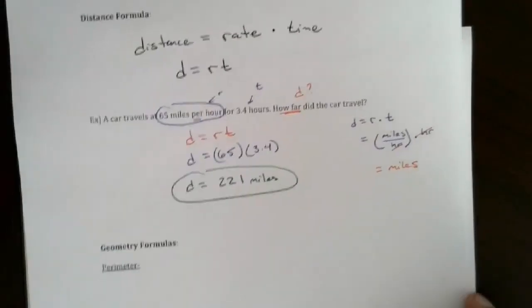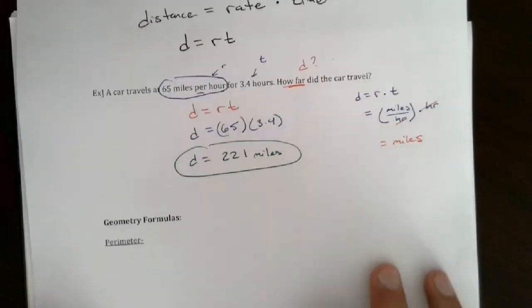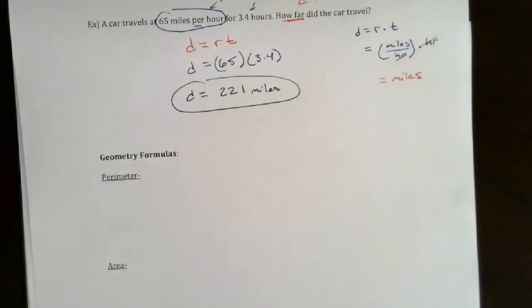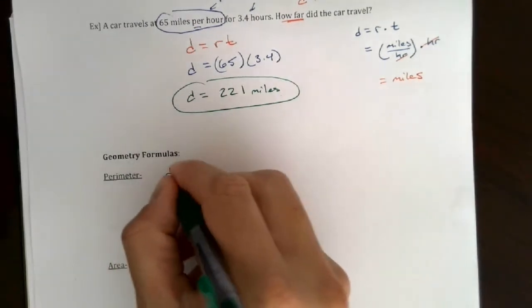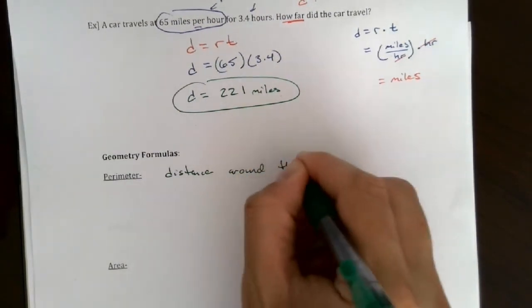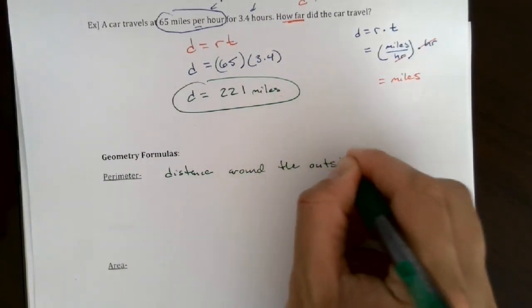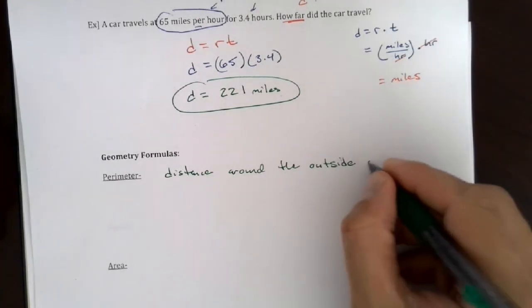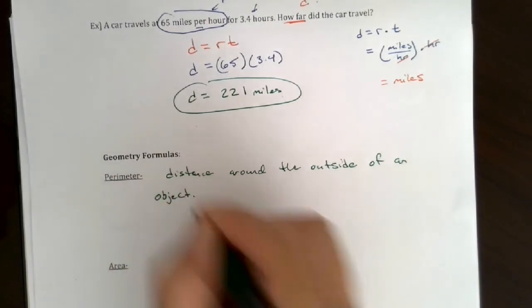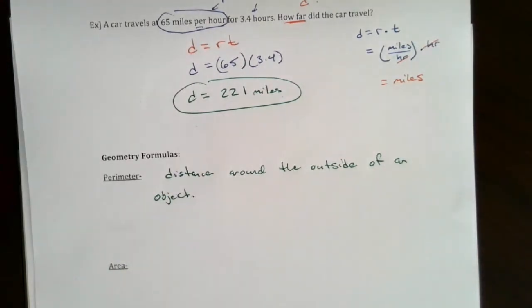The next set of formulas we talk about are geometry formulas. Some of the ones that we talk about in terms of words are perimeter and area. The perimeter is the distance around the outside of an object, or a geometric figure if you want to call it that. I'm talking about essentially adding up the sides. That's what perimeter really tells you about, adding up the lengths of the sides.